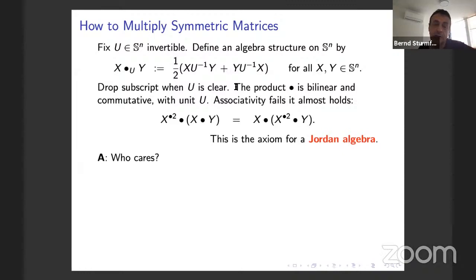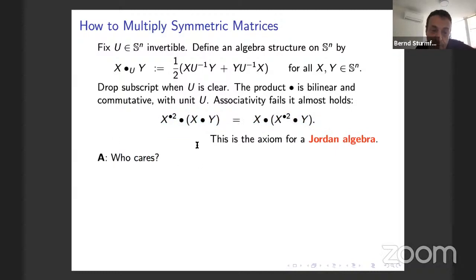However, this is not associative. So this is a product that's commutative but not associative, but it's almost associative. Namely, the following axiom holds: X times (X² times Y) is the same as X² times (X times Y). And this axiom is the axiom for a Jordan algebra. So a Jordan algebra is the natural algebra structure on symmetric matrices. Just like Lie algebras appear when you look at skew-symmetric matrices, Jordan algebras appear when you multiply symmetric matrices and you want to get a symmetric matrix back.